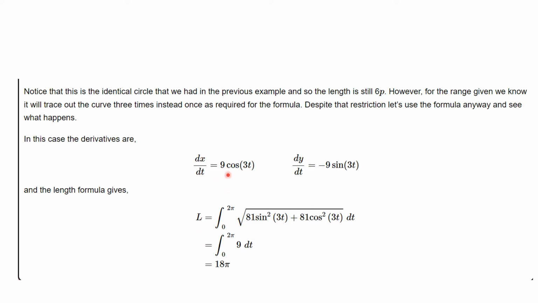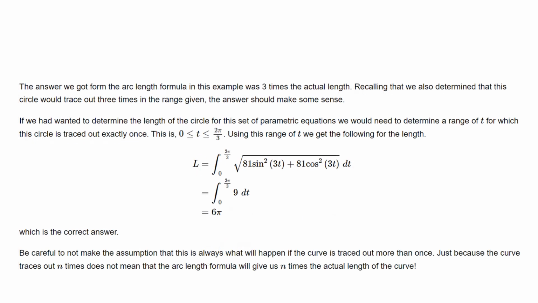So the derivative here is going to be 9 times cosine 3t, and the derivative here is going to be minus 9 sine 3t. Now still, when we put them into the formula, we'll get the square root of 81, which is 9. So you can pull the 9 through, but we'll go around the circle once. This is once, integrating from 0 to 2 pi. So that is 2 pi times 9, or 18 pi. So you went around the circle 3 times. So the answer was 3 times the actual length, and that's because the circle was traced out 3 times.